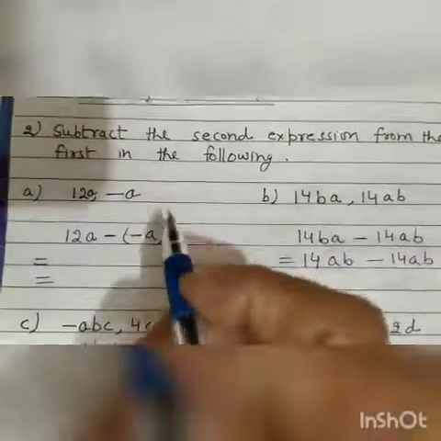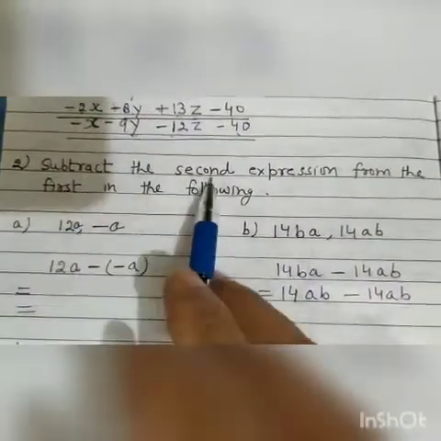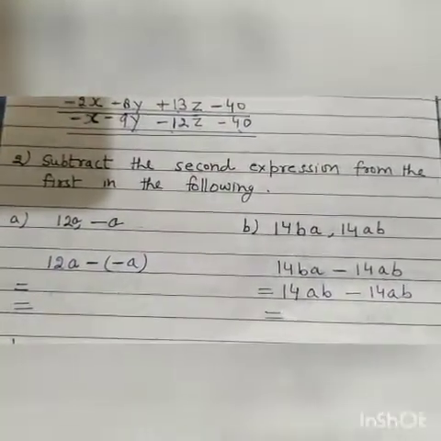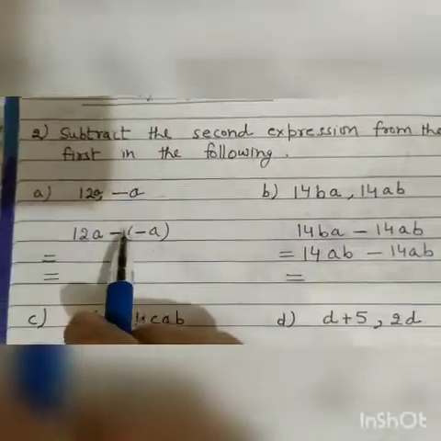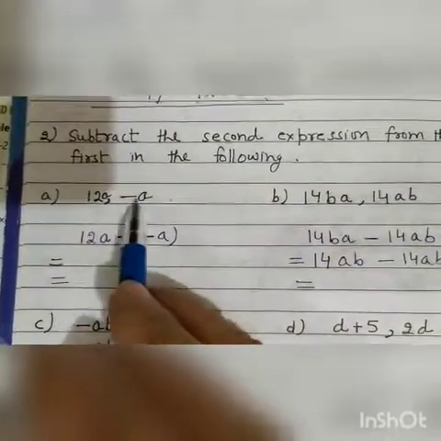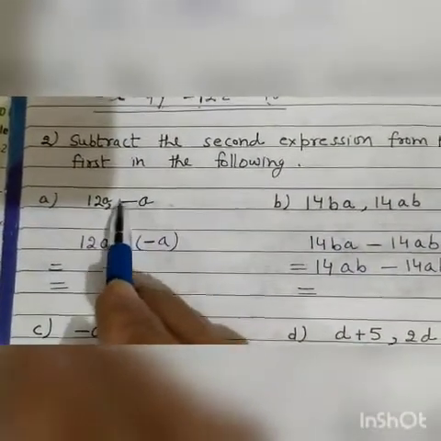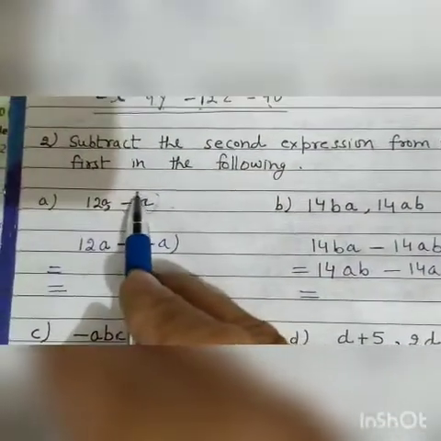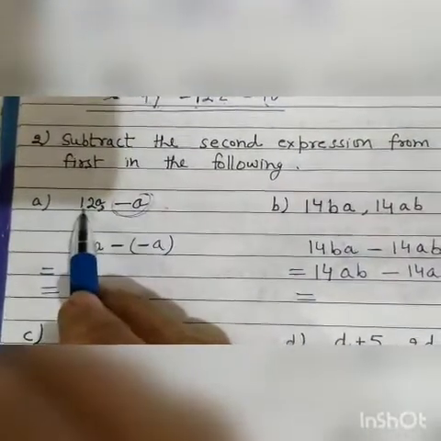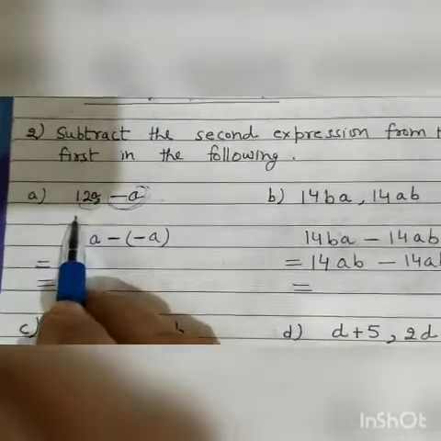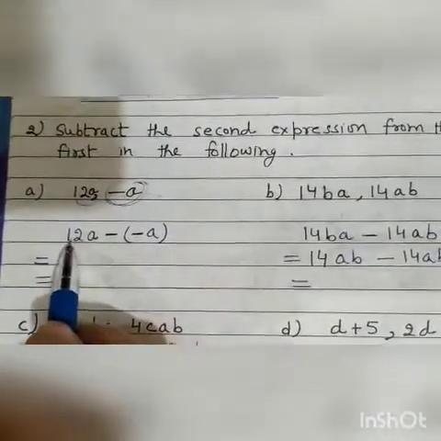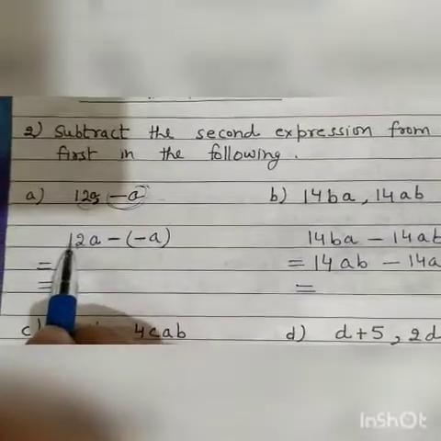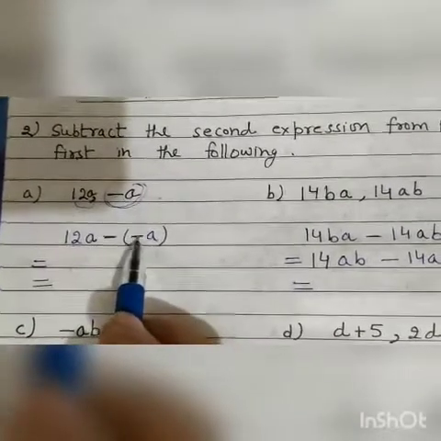Now come to question number 2. Question number 2 is subtract the second expression from the first in the following. In this question we have to subtract the second expression. It is given 12a comma minus a. We have to subtract this second expression from the first one. It means we have to subtract this minus a from this 12a. So how we will write it? This is 12a. We have to subtract this minus a from this 12a. So we will write 12a minus a.